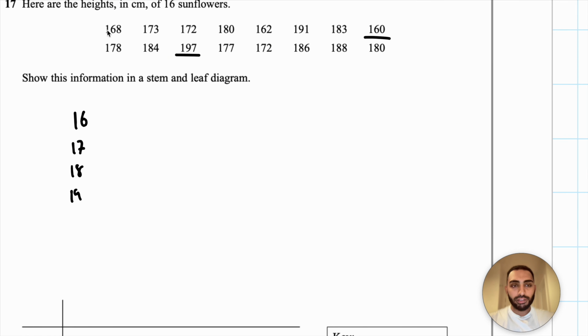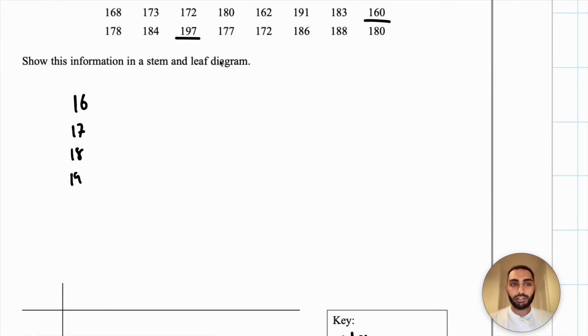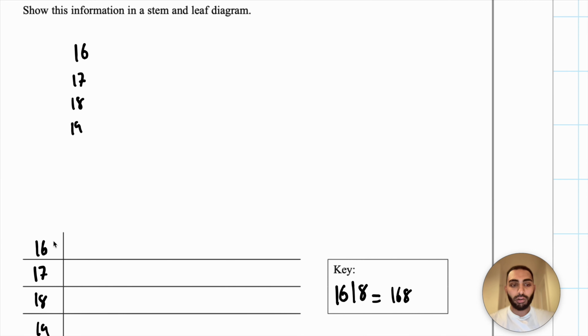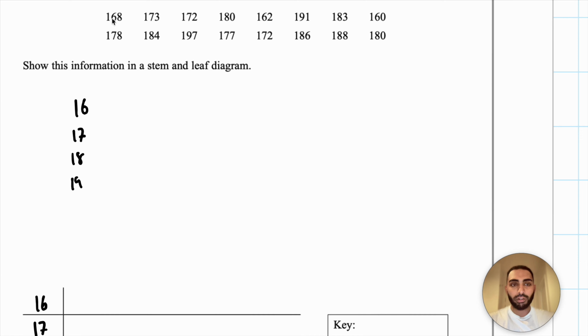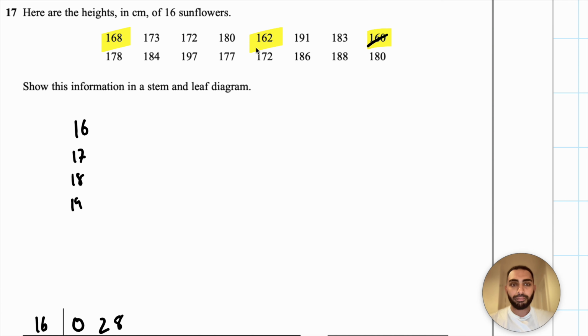For my key, I'm going to choose this 168. I can choose any number, but I'm going to write 16 with a line, and then an 8 means 168. And now I just need to put all of these into the stem and leaf diagram. I'm going to start with 16. I've got 16, 17, 18, and 19 as the starting of the numbers. So I'm going to find all of the numbers that start with a 16, and then I'll order them. So that one, that one, that one, and there's no more that start with a 16. So I just need to order the 0, the 2, and the 8. So I'm going to write 0, 2, and 8, and that's those done.